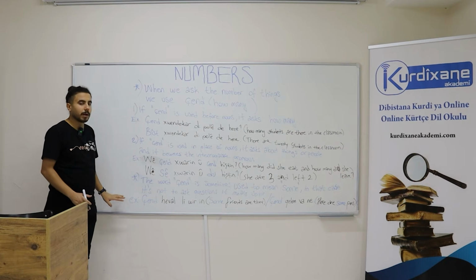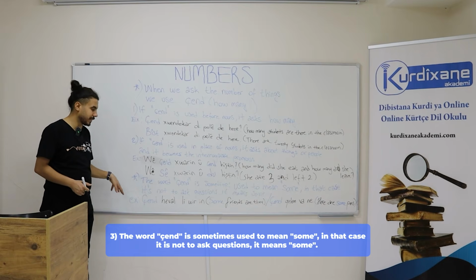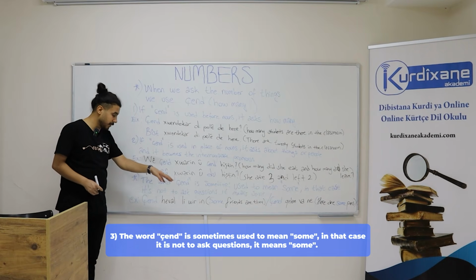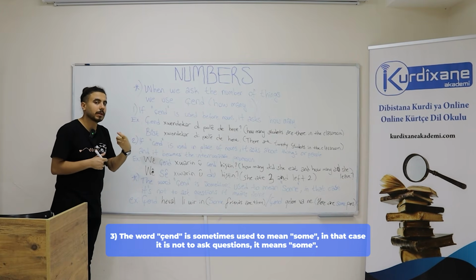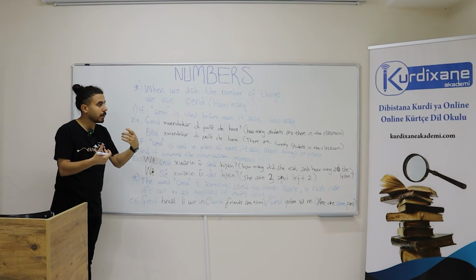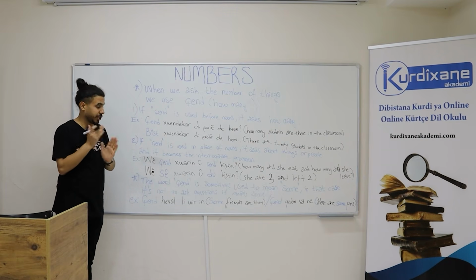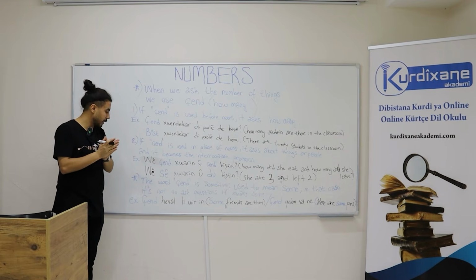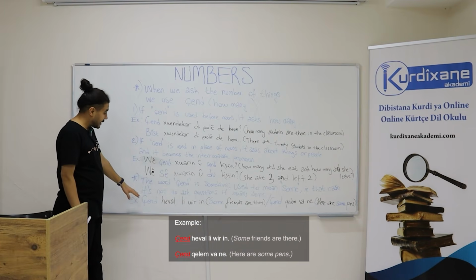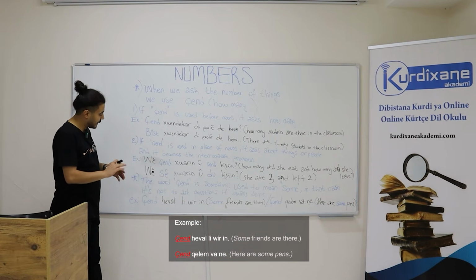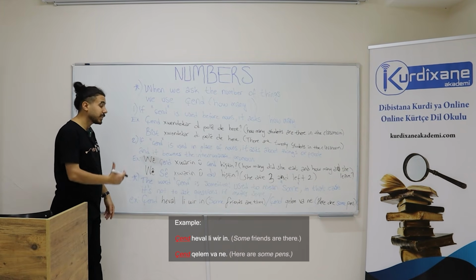And finally, I want to clarify this as well, because you might come across it. The word chend is sometimes used to mean some, like some people, some things, some classrooms. And in that case, it's not to ask questions. It means some. So let's look at these two examples. Chend hava luren. It doesn't ask something like how many friends. It says some friends are there.